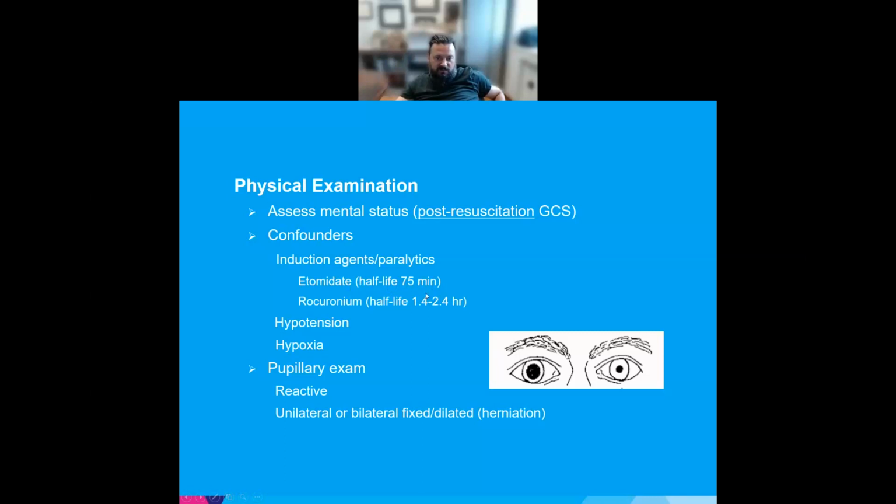Etomidate has a half-life of, this might be a mistake, I think it's a little less than that, but 75 minutes. Rocuronium has a half-life of almost 2 hours.